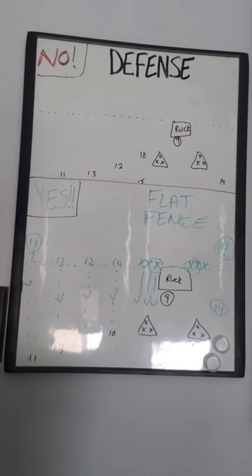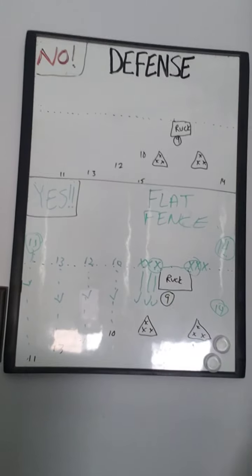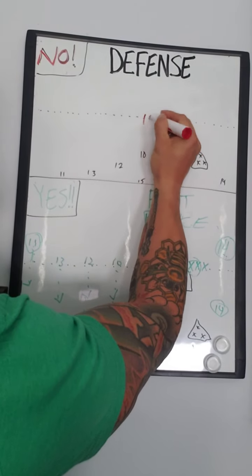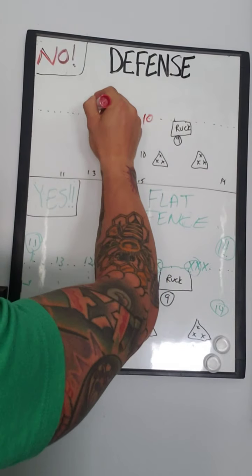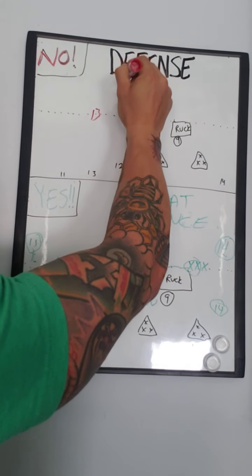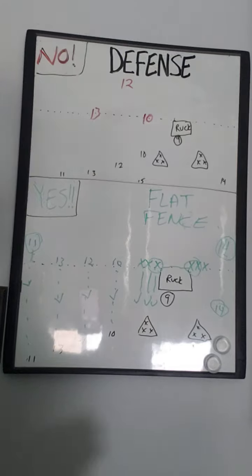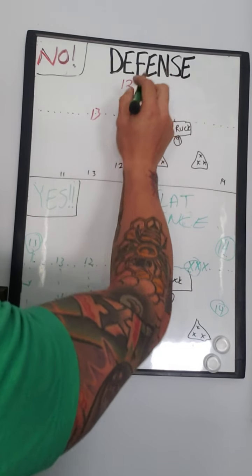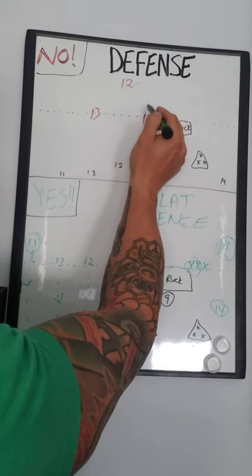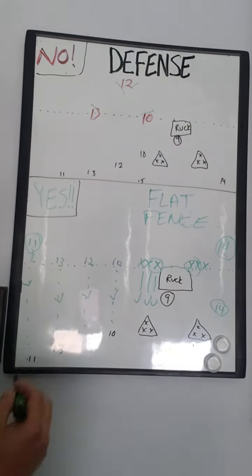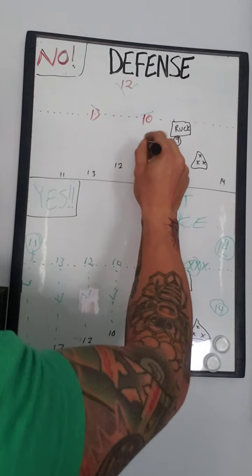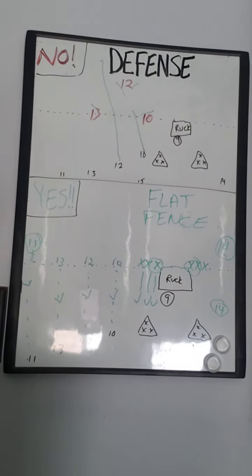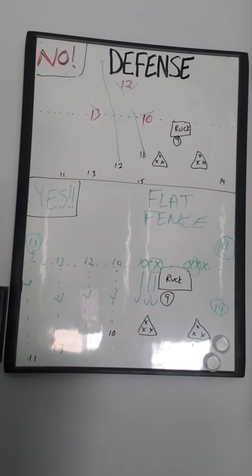Now, why flat? Good question. Let's say in this example up here, our 10 came up, our 13 came up, but our 12 didn't. He was lazy. We were just exposed by giving a huge gap here and here. A smart team will attack that space and find the hole that we created for them.